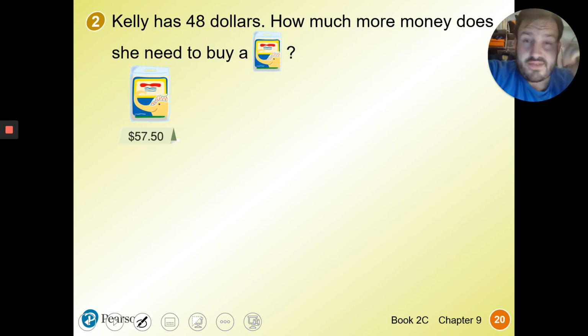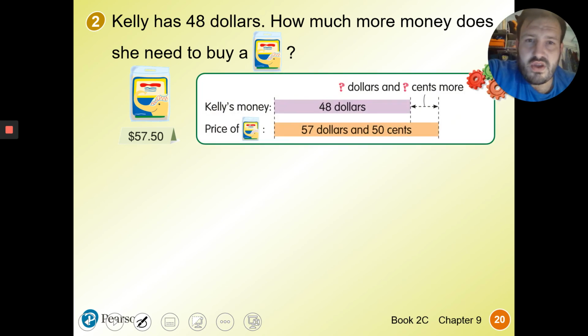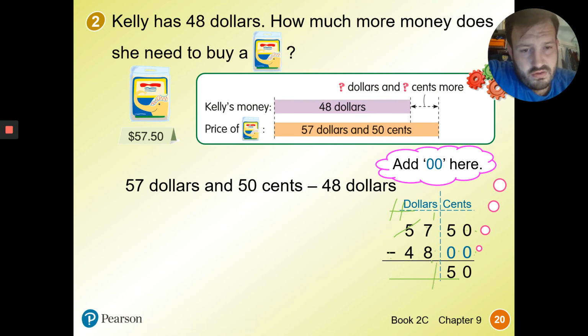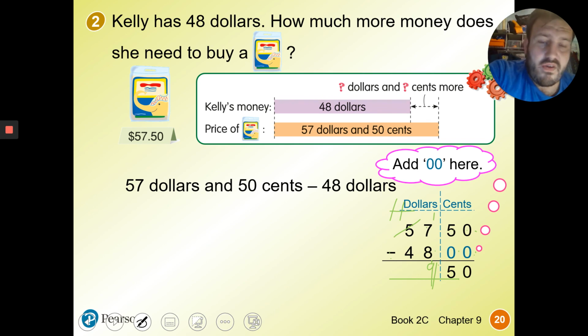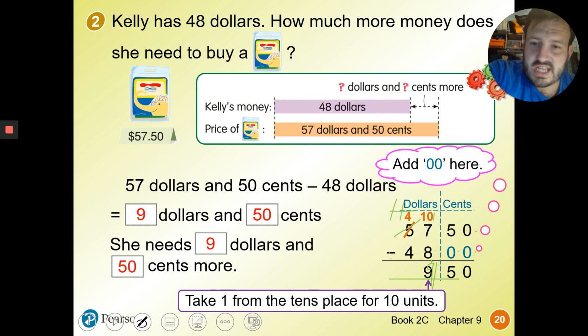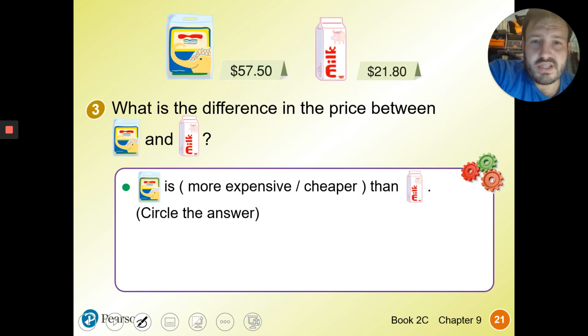Kelly has $48. How much money does she spend? So we need to find this difference. We write it down and draw our zeros down. 0 minus 0, nothing. 5 minus 0 is 5. Right, 7 minus 8 can't do. We turn this to a 4 and then turn this to a 17. 17 minus 8 is 9. And then 4 minus 4 is 0. $9.50.